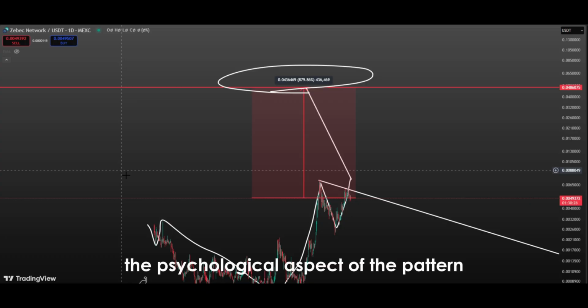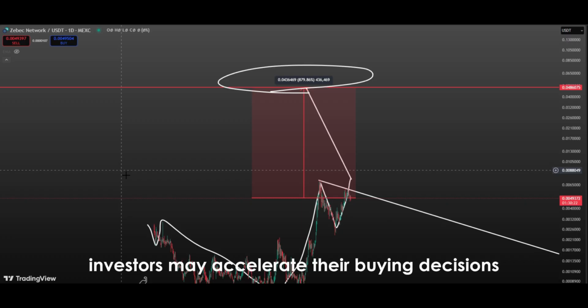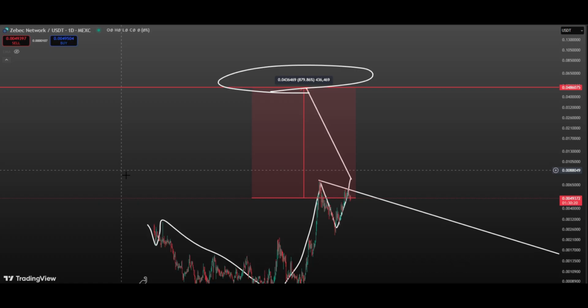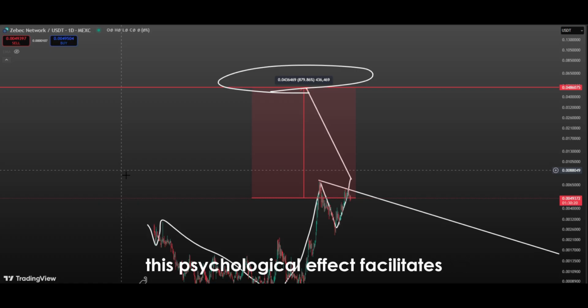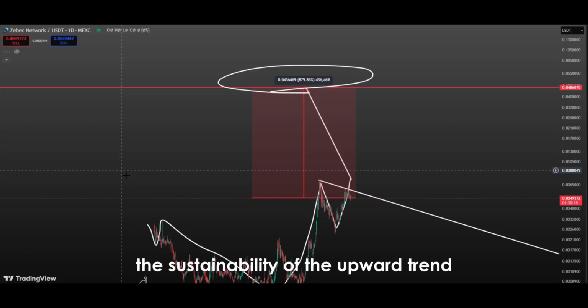The psychological aspect of the pattern should not be overlooked. The inverse head and shoulders pattern creates a strong perception in the market that the trend is changing. As the final shoulder completes and the upward move begins, investors may accelerate their buying decisions, increasing buying pressure in the market. This psychological effect facilitates reaching the target level and enhances the sustainability of the upward trend.